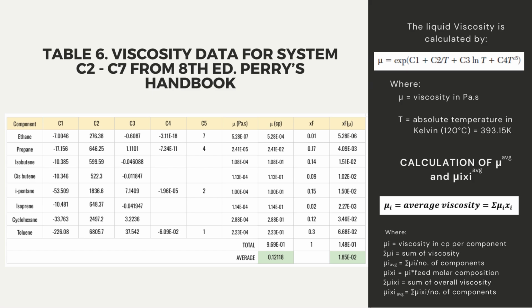To calculate the average viscosity, we sum all the viscosities in centipoise and divide the total by the number of components. This calculation yields an average viscosity of 0.12118 centipoise. Another calculation shown in the table involves finding the weighted average viscosity, which is the summation of the viscosity of each component multiplied by its mole fraction in the feed. This calculation results in a value of 0.0185 centipoise.